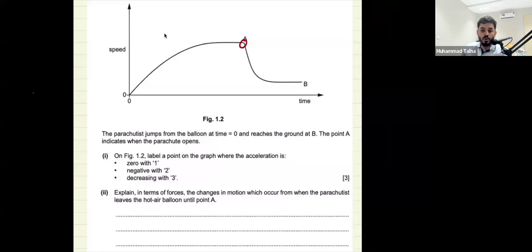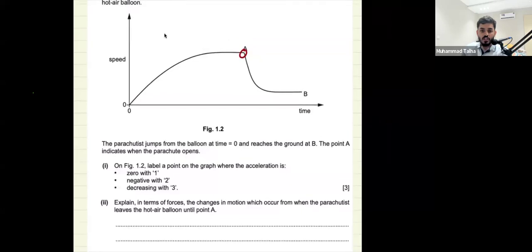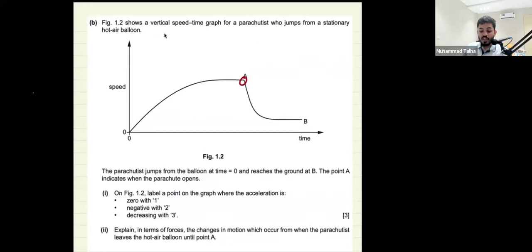So it says on 1.2, label a point on the graph where the acceleration is 0 with 1. Again, now I'm thinking about kinematics. So this is a speed time graph, so this is v-t. How does this link to acceleration? I know gradient is acceleration. So for acceleration to be 0, this means gradient is 0, which means we are looking for a horizontal line here. So you see this at two places. You see it here, you see it here. You could have marked any one. Let's say I do this one. So this is my point 1.